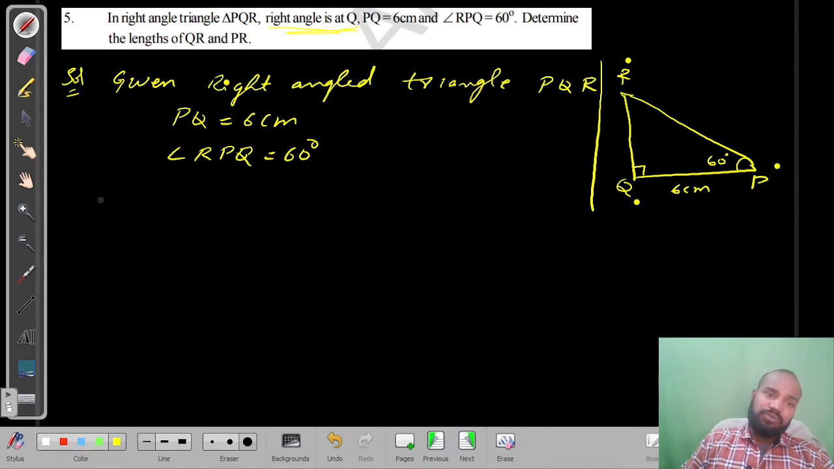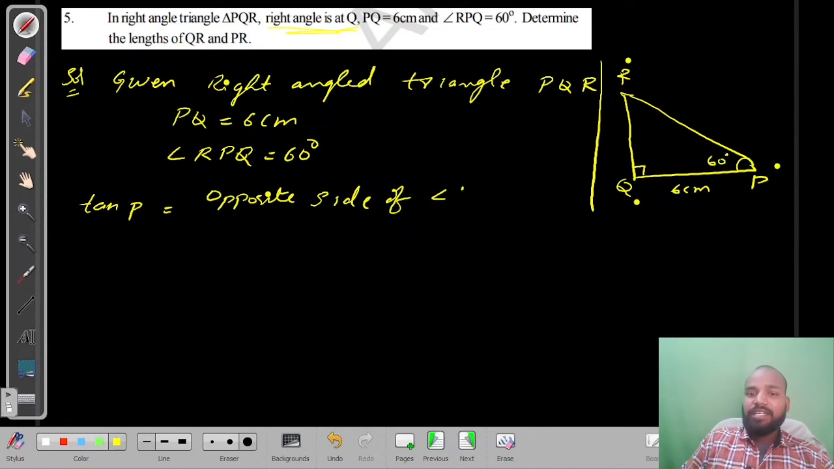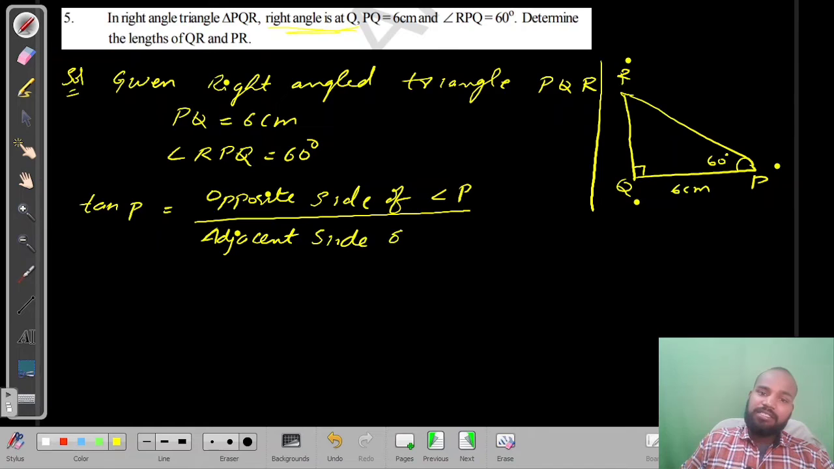So we use tan 60. By using tan 60 degrees, first we should write what the tan formula is. We know that tan P equals opposite side of angle P by adjacent side of angle P.